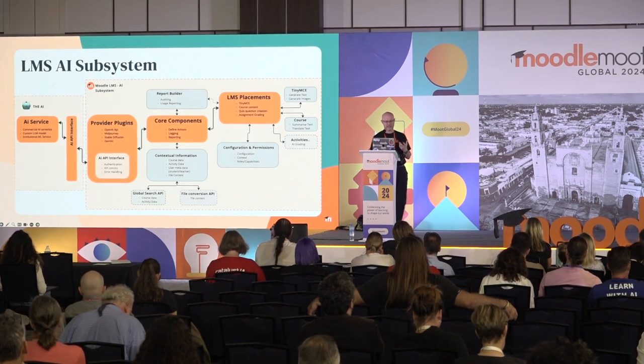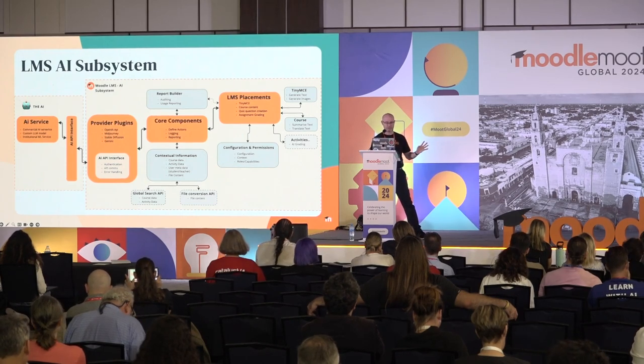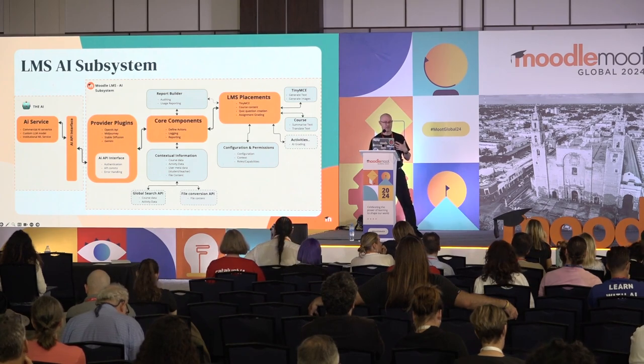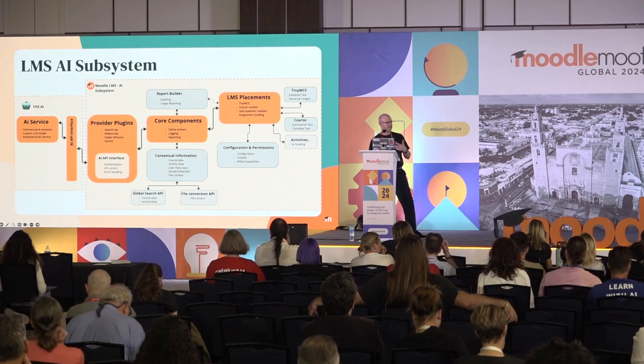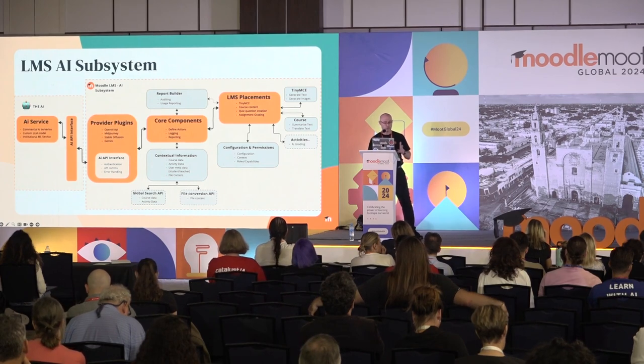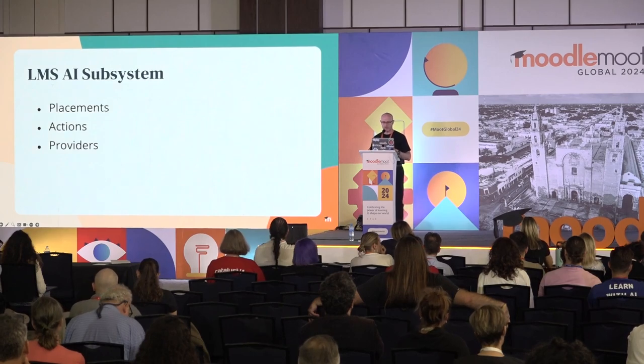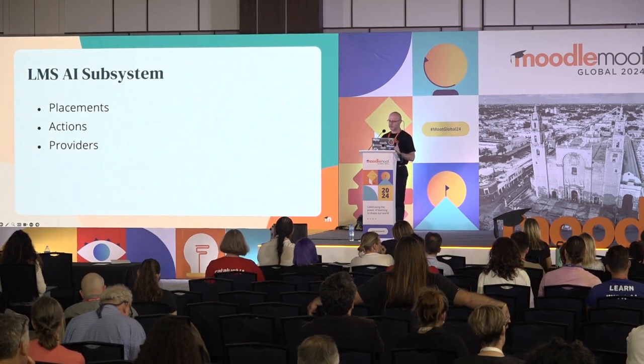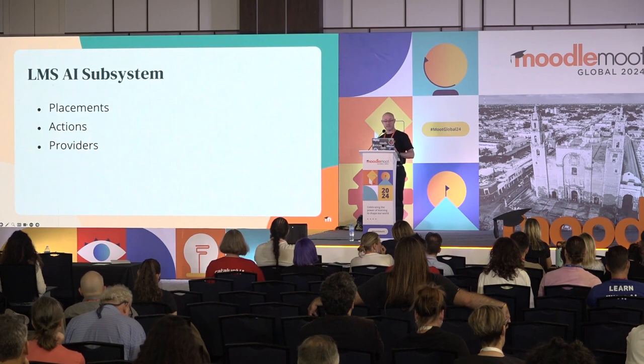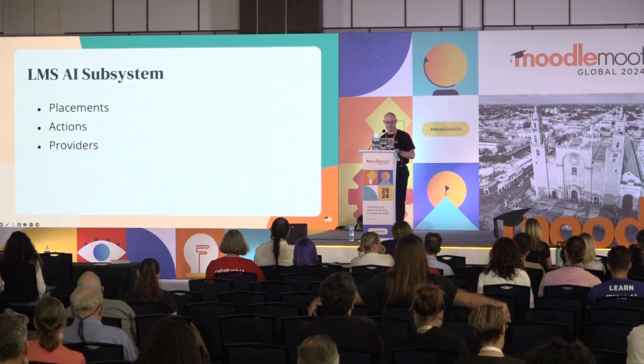From an architectural point of view, the AI subsystem design looks a little bit like this. I'm not going to go through each of these components now. The point of this slide is really just to show that there are several components in a completely realized AI subsystem. The image itself hopefully speaks to the size of the task. But what I will spend some time doing is going through the main concepts. The AI subsystem consists of three main components that we're calling placements, actions, and providers.